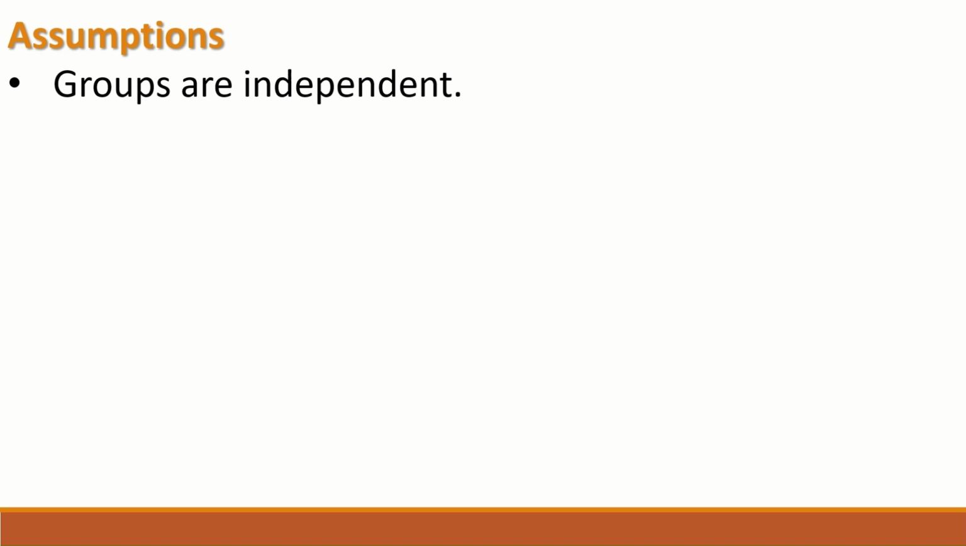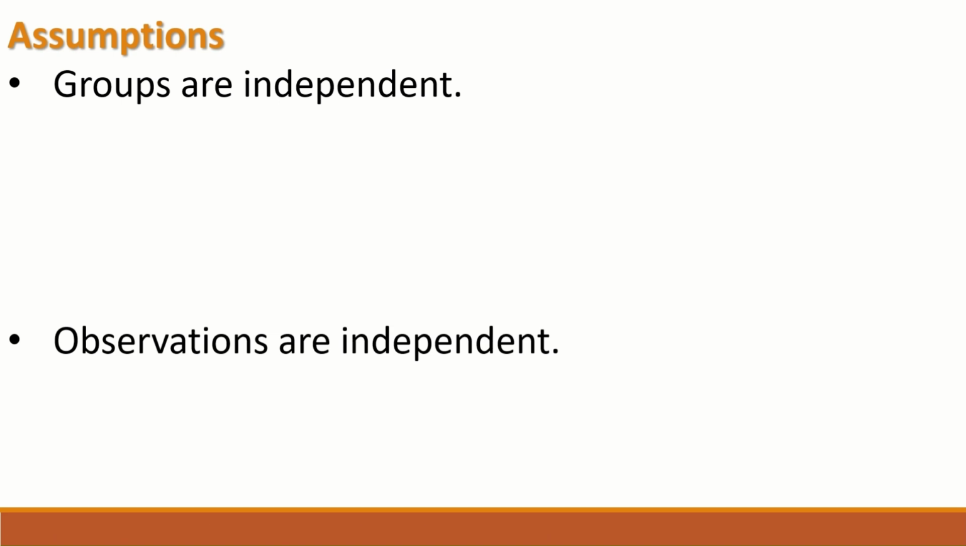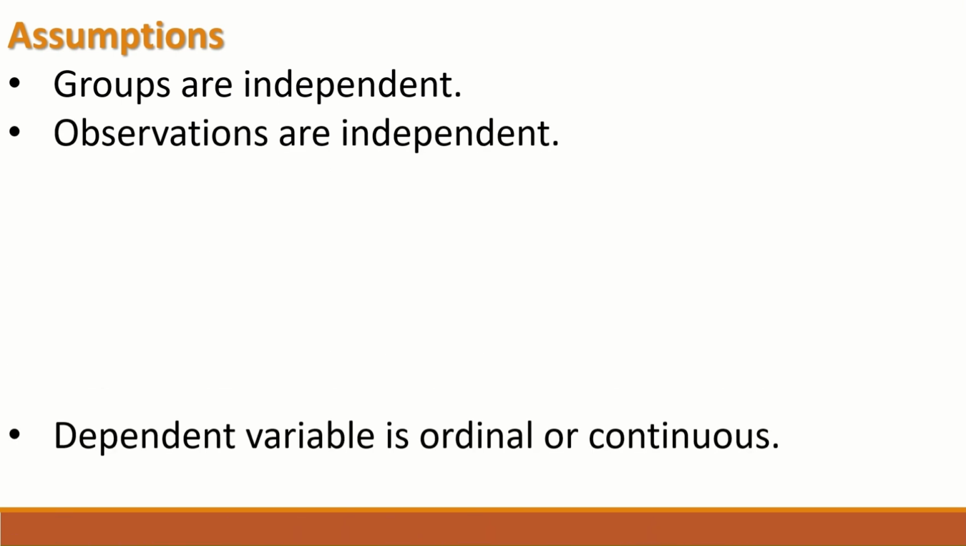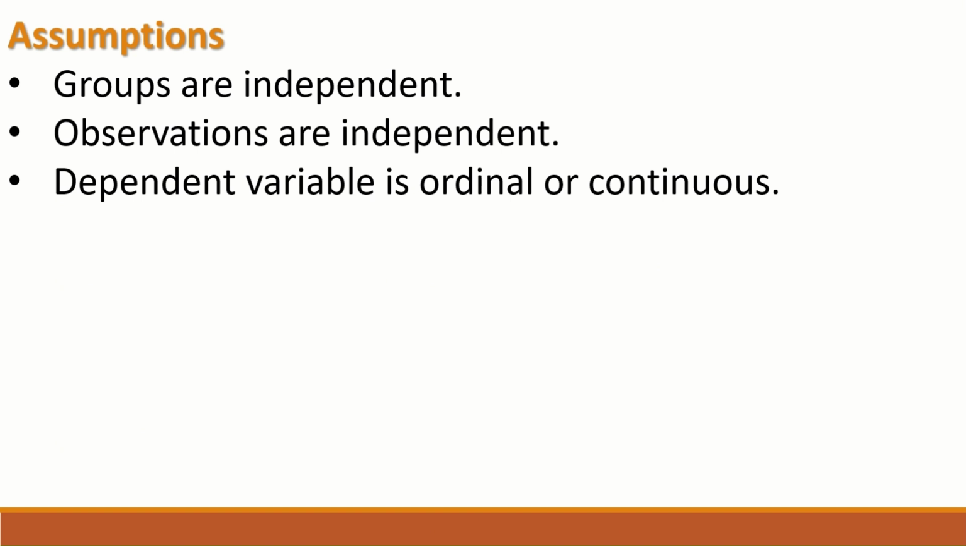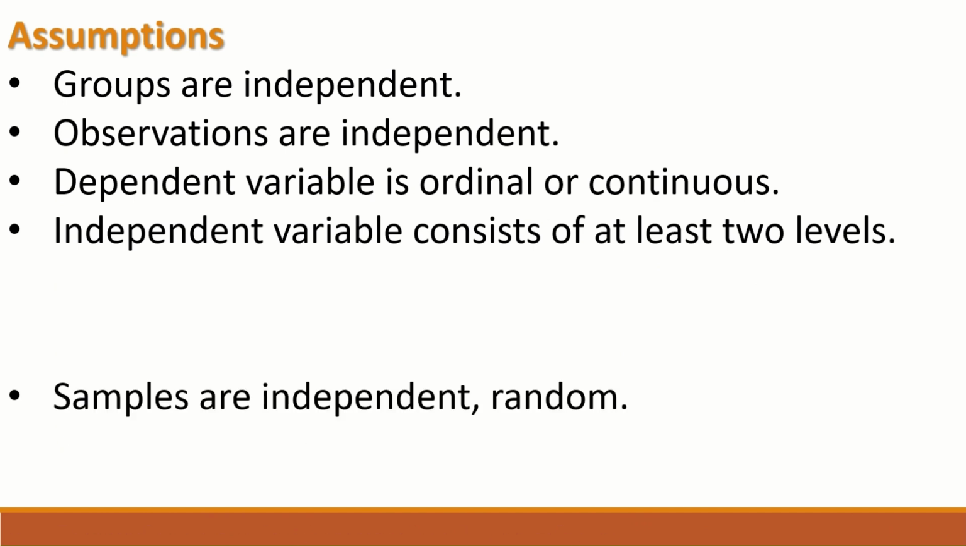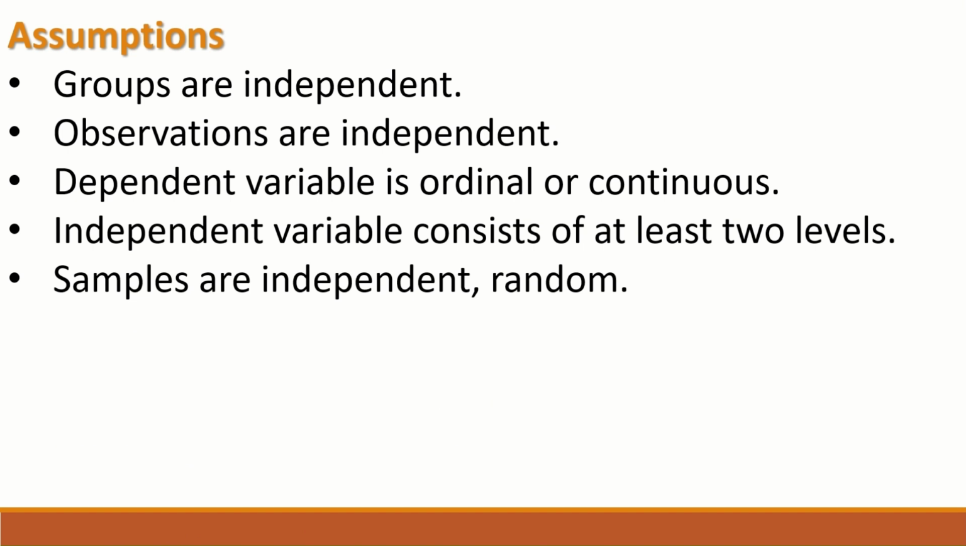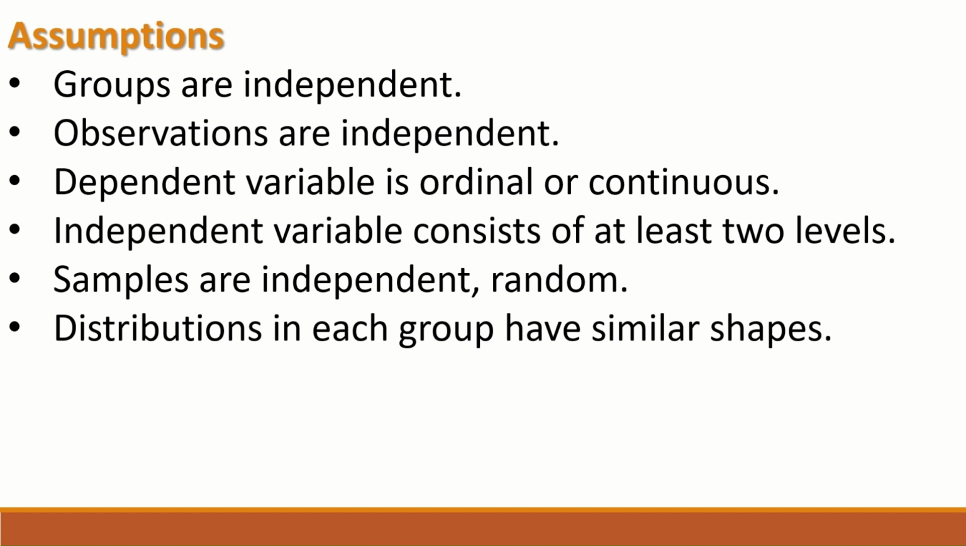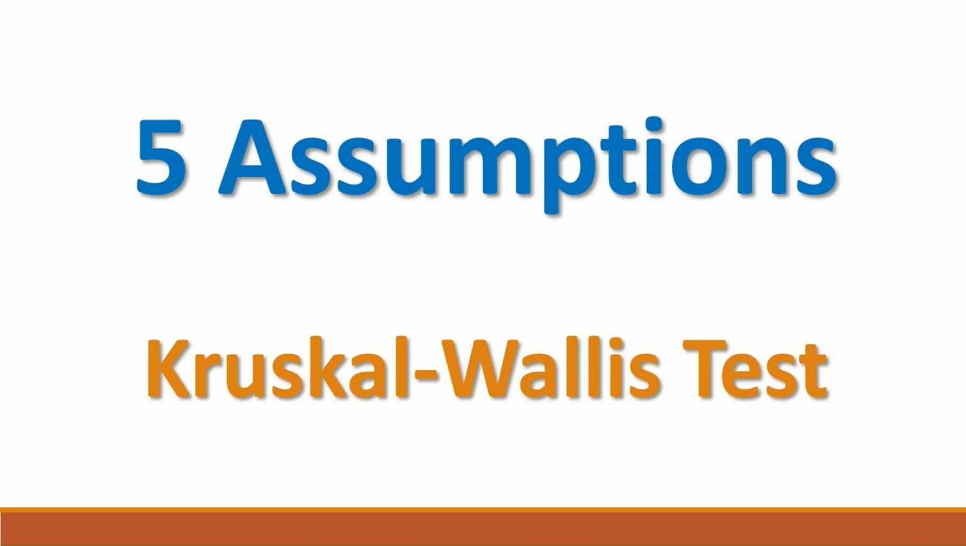Assumptions for the Kruskal-Wallis test in brief are: groups are independent, observations are independent, the dependent variable is ordinal or continuous, the independent variable consists of at least two levels, two or more, samples are independent and random, and the distribution in each group has a similar shape. So there are five major assumptions that have to be fulfilled or met before performing the Kruskal-Wallis test on data.